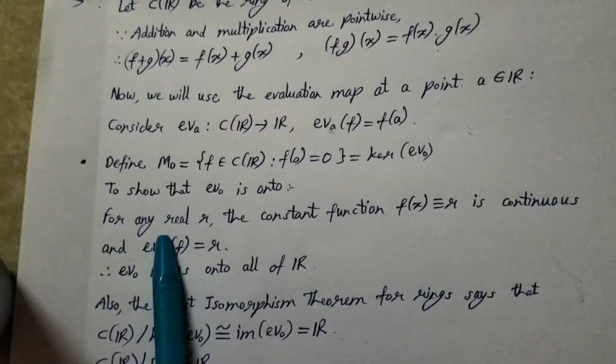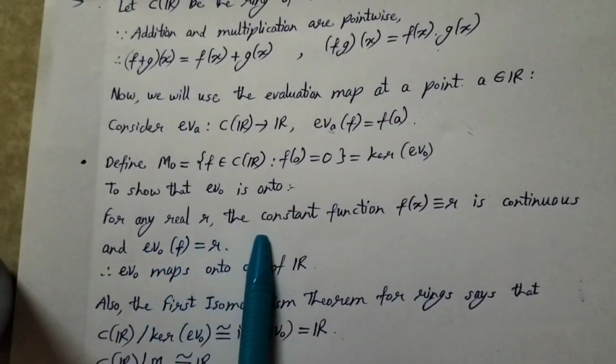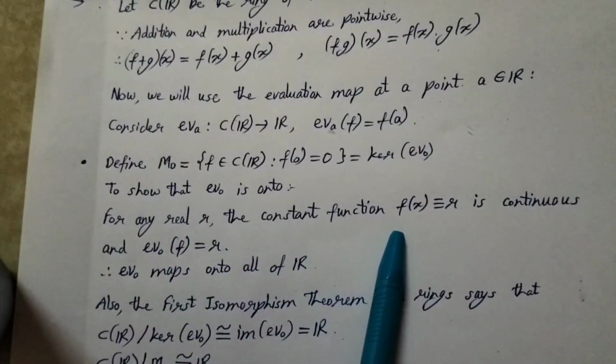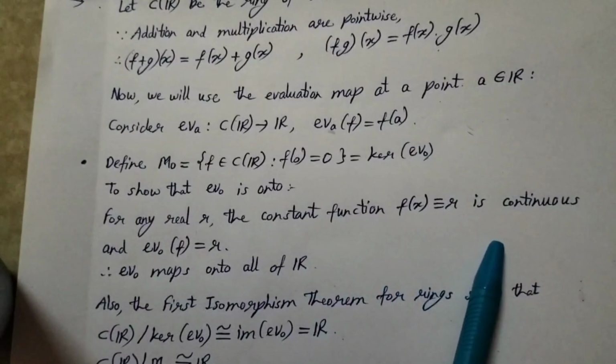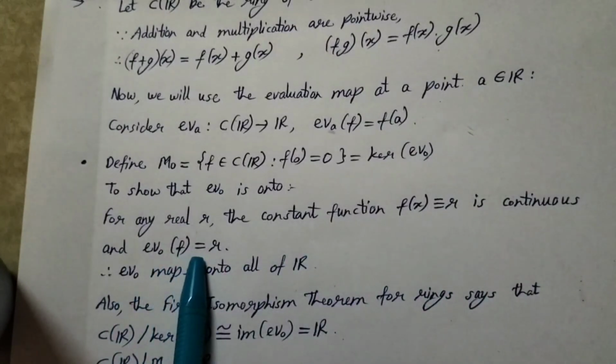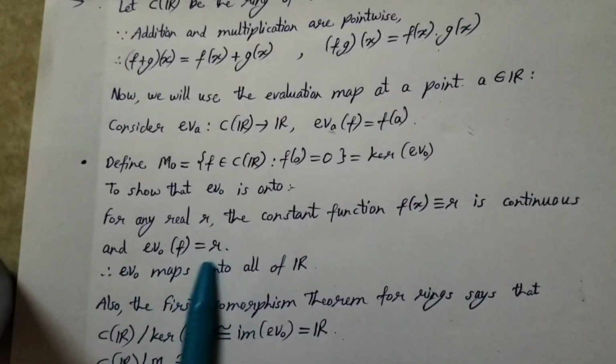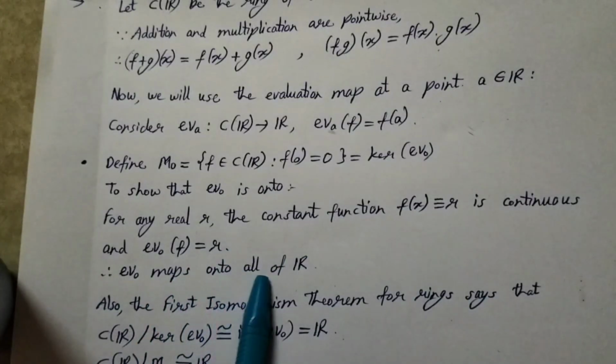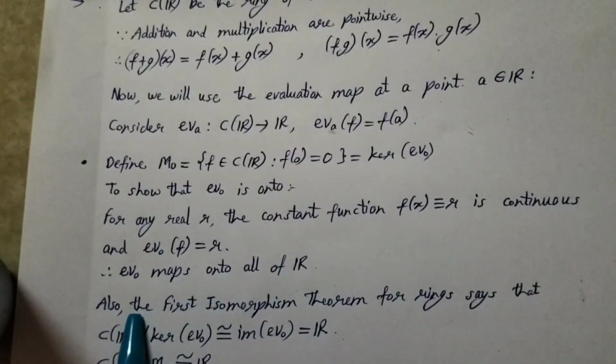for any real number r, the constant function f of x equal to r is continuous, and ev0 of f is equal to r. Therefore, ev0 maps onto all of R. Therefore, it is onto. So, every real number appears as an image. So, the image is all of R.